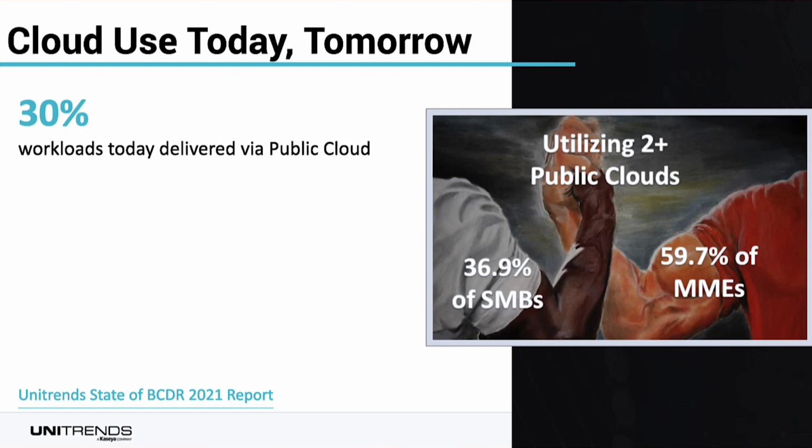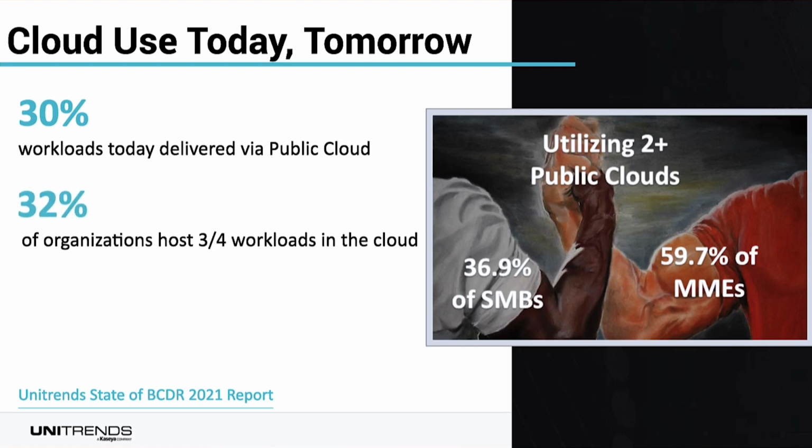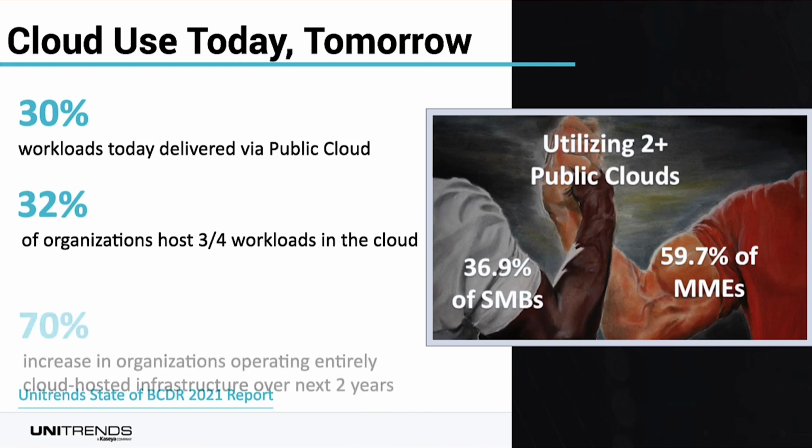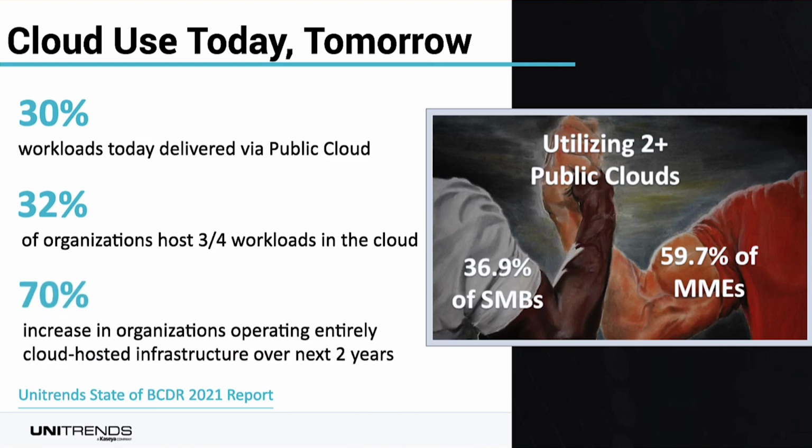Of those, 53% reported workloads that were categorized as infrastructure as a service, with another 47% categorized as SaaS applications. About 32% of organizations are hosting at least 75% of their workloads, or more than that, from the cloud today. And over the next 2 years, the percentage of organizations that are going to be delivering their workloads entirely from the cloud is expected to increase by 70%.